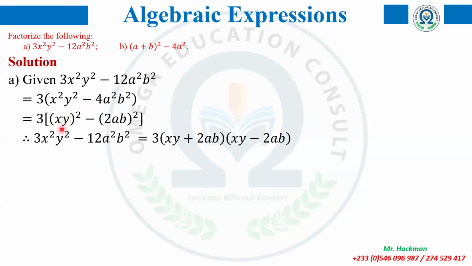So the whole of this is now your x, the whole of this is your y. So in one bracket, this plus this, which is what we have here. In another bracket, this minus this, which is what we have here. So that gives you your answer.